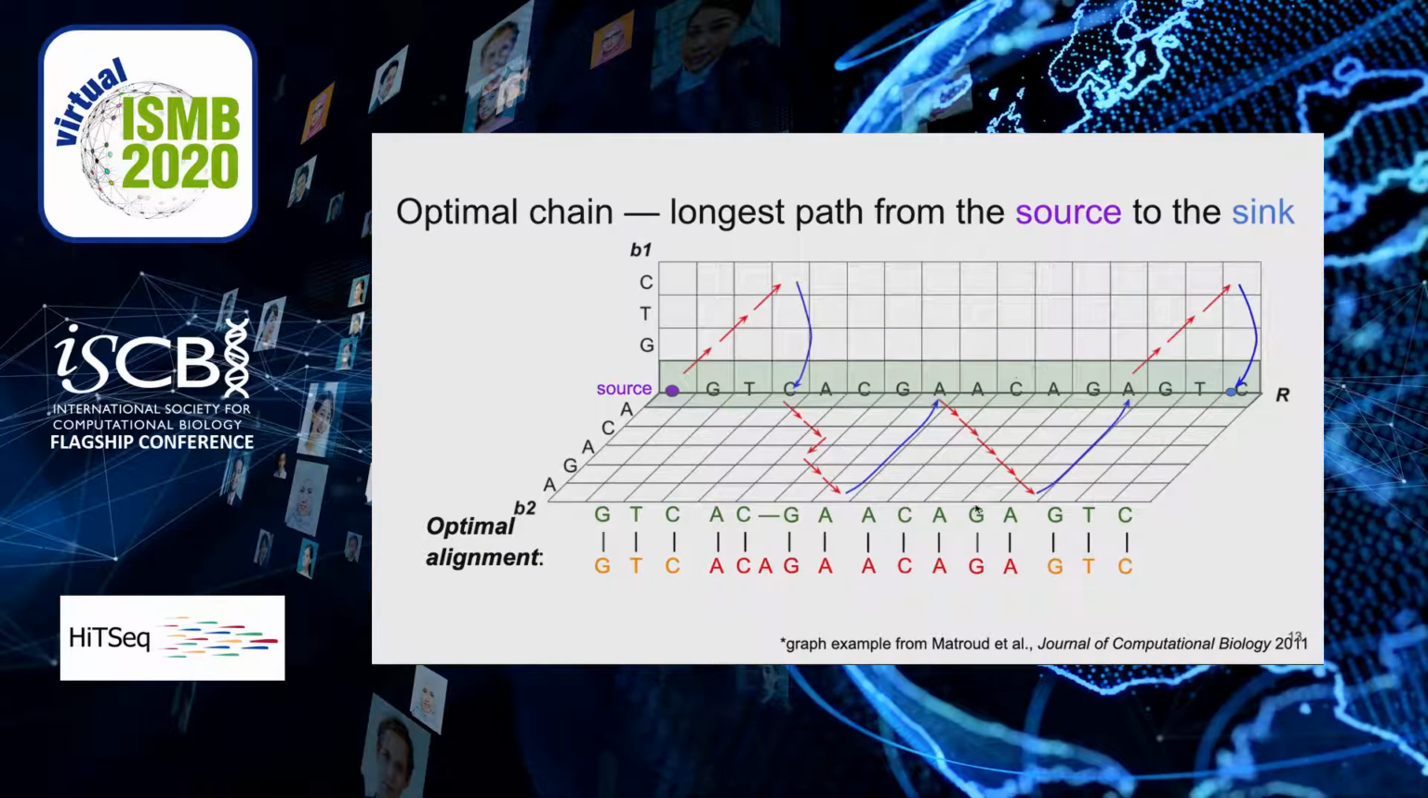In string decomposition graph, optimal alignment for string R and two blocks can be found as the longest path from source to the sink, and optimal chain can be directly restored from this alignment.